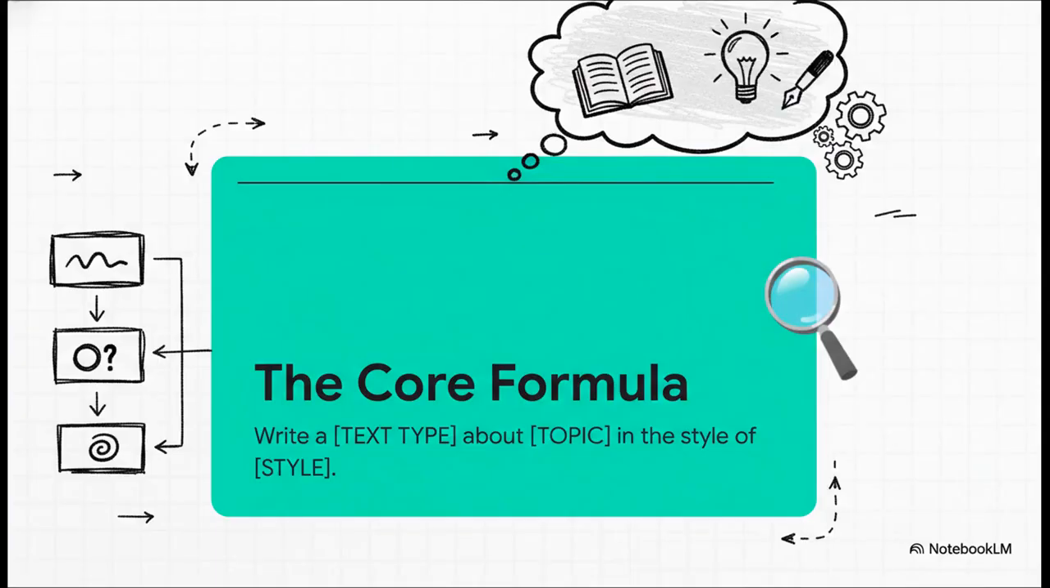And here it is. Super simple, right? Write a text type about topic in the style of style. Honestly, at its core, most creative prompts boil down to this. You tell it what to write, what it's about, and, this is the magic part, what style to use. This style piece is where you really start to inject personality and make the output uniquely yours.